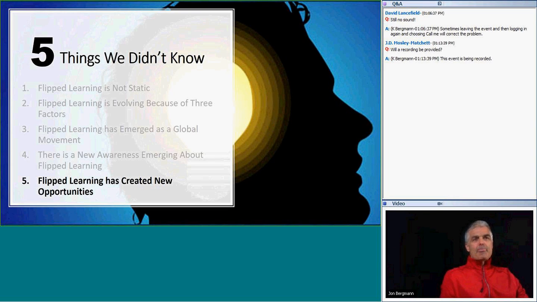Last, five things. Number one, of course, flipped learning is not static. Number two, flipped learning is evolving because of three factors. Number three, flipped learning has emerged as a global movement. Number four, there's a new awareness. And number five, flipped learning has created new opportunities.